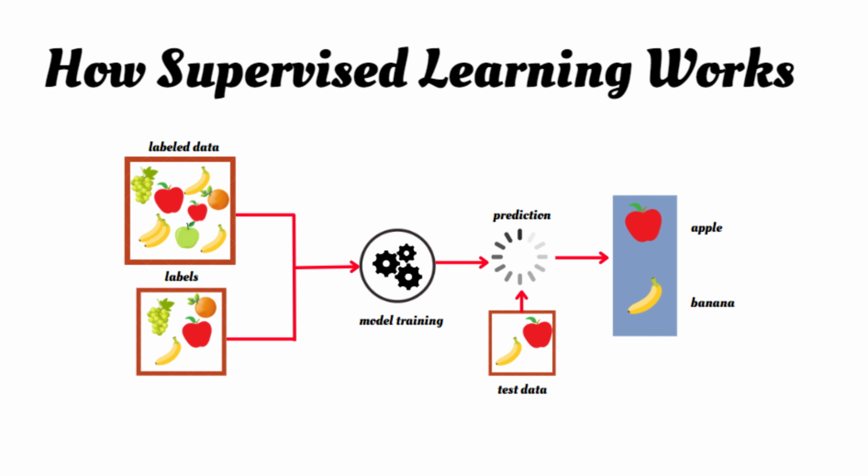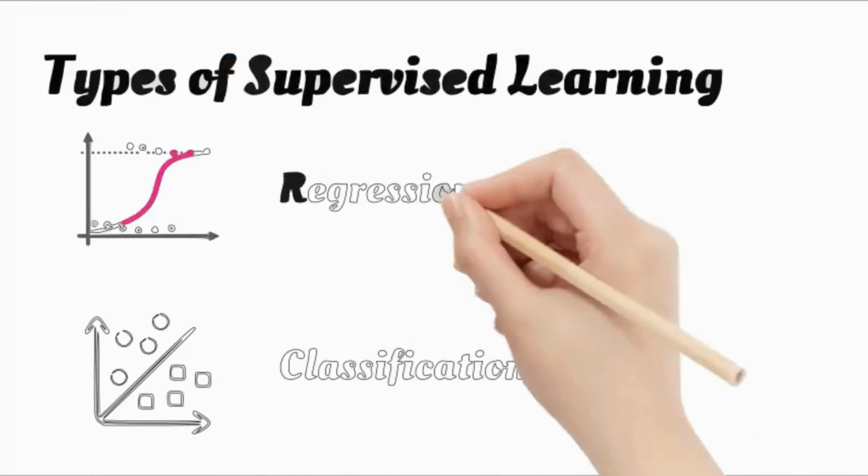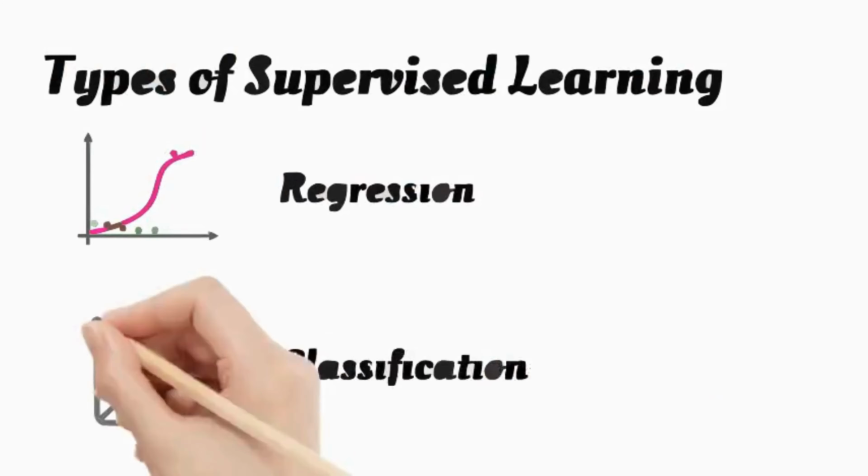After training, we test our model using the test set, and the task of the model is to identify the fruit. The model, already trained on various types of fruits, will classify a new fruit based on its features and predict the output. Supervised learning can be divided into two main types of problems: regression and classification.